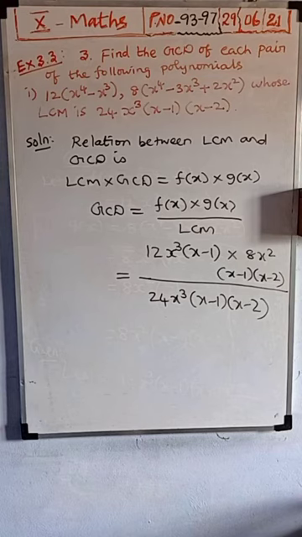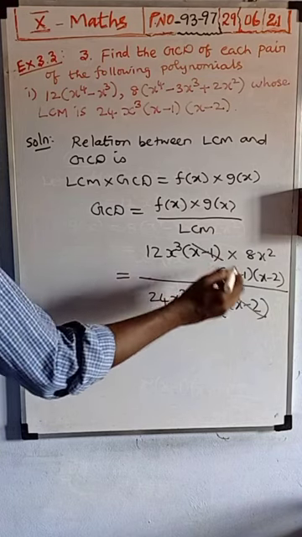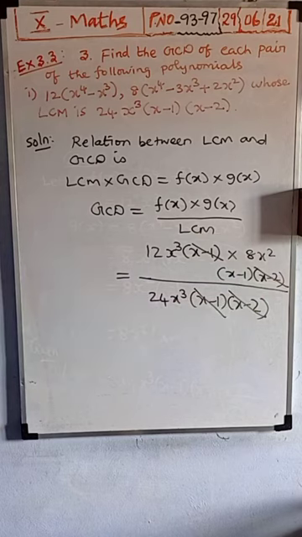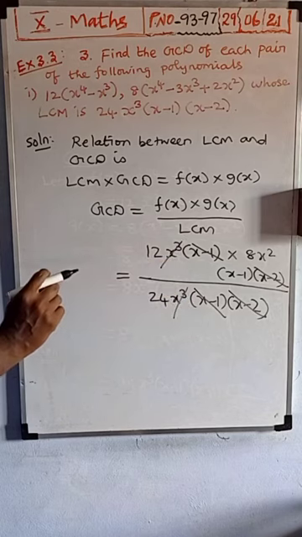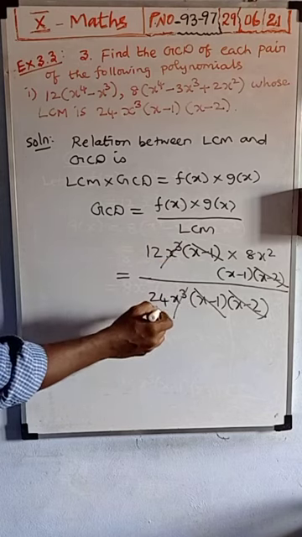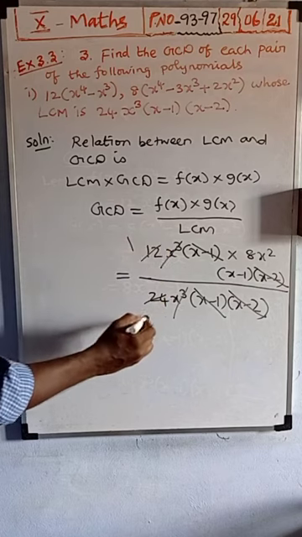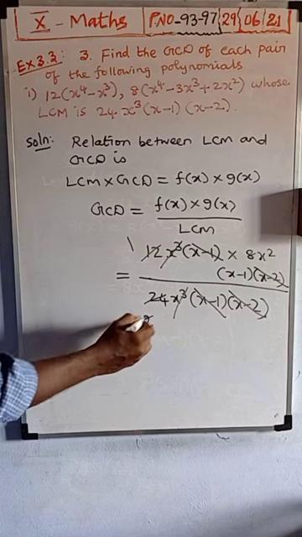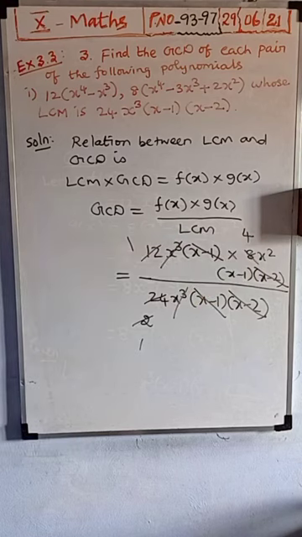Now what will be cancelled? Cancel x minus 1 and x minus 2 in numerator and denominator, the common terms. Next, x cube will get cancelled. Then 12 table to 24 is possible: 12 ones are 12, 12 twos are 24. Next, 2 table to 8 is possible: 2 ones are 2, 2 fours are 8. Do the cancellation with a pencil.